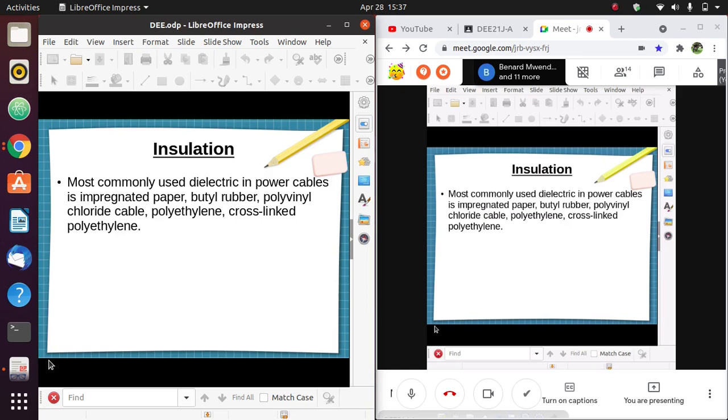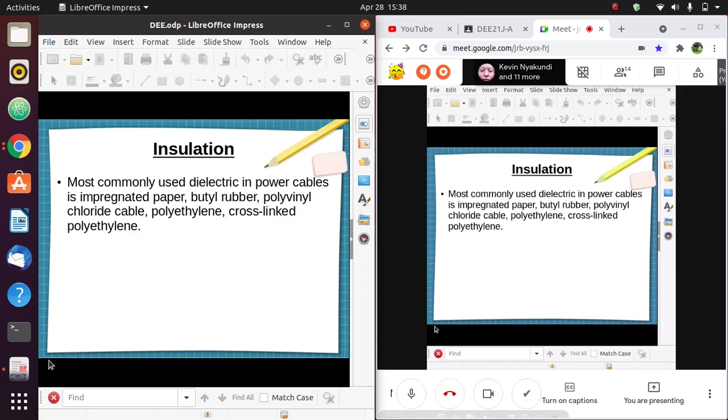Insulation. Insulation ambayo tumezoea sana sana ni rubber, kama hii ya earphone ama ya charger. Those are the most common ones. But when you're transmitting power in high voltage, then you have to find insulation with a high dielectric strength. So we have impregnated paper.